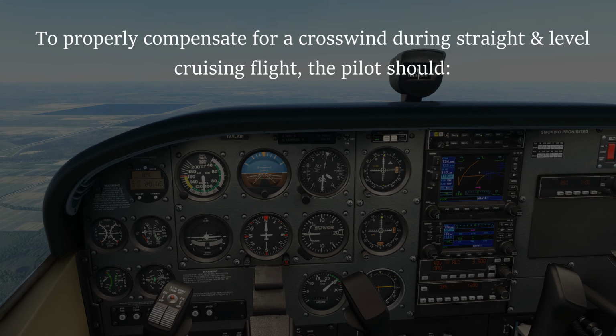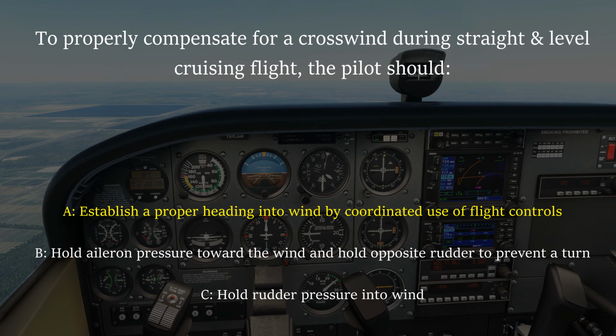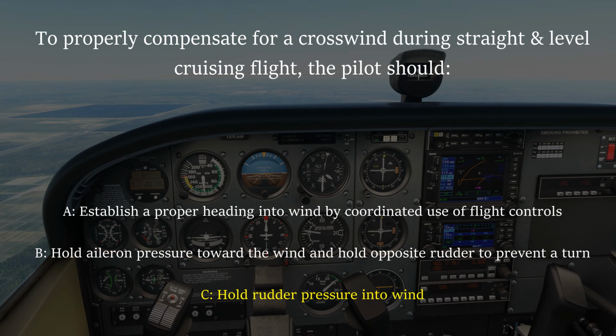To properly compensate for a crosswind during straight and level cruising flight, the pilot should: A. Establish a proper heading into wind by coordinated use of flight controls. B. Hold aileron pressure towards the wind and hold opposite rudder to prevent a turn. Or C. Hold rudder pressure into wind.